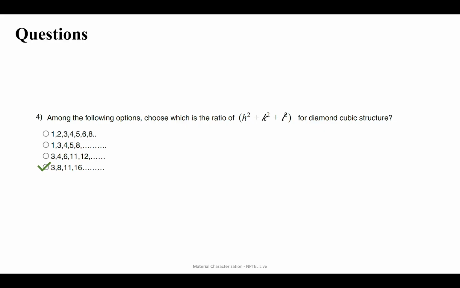Then next would be 113, which comes out to be 1 square plus 1 square plus 3 square, 11. Then the next candidate is 222, but 2 plus 2 plus 2 is 6, which is forbidden. So 222 will not be possible. The next value will be 400, which again is possible. So 4 square plus 0 square plus 0 square is 16. So it's 3, 8, 11, 16.